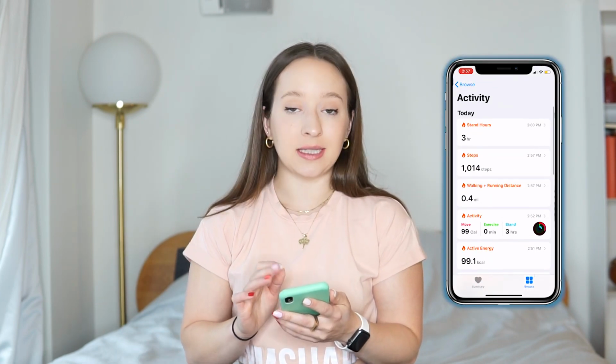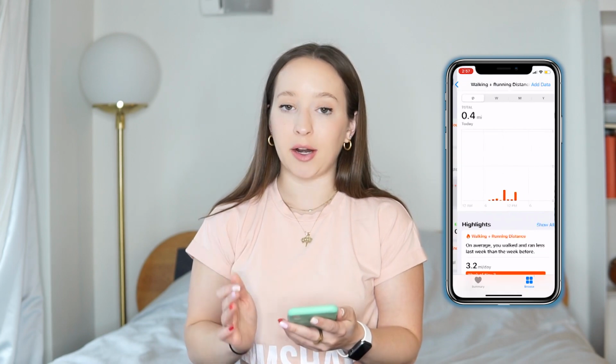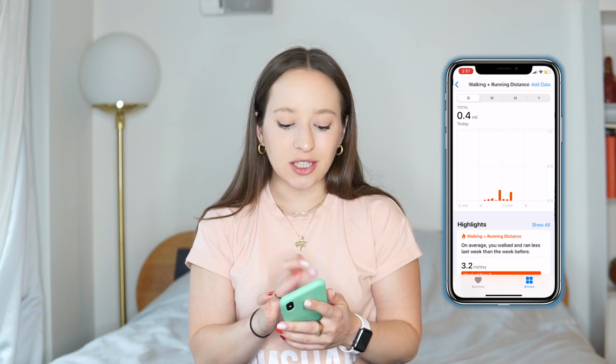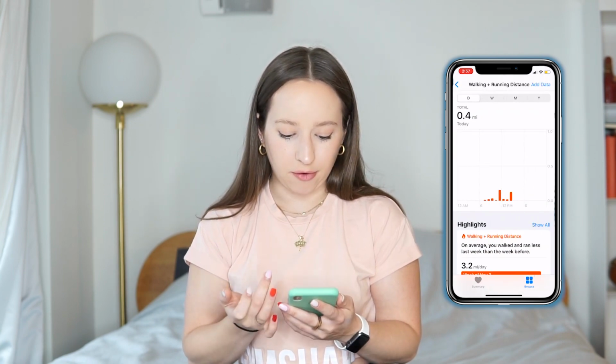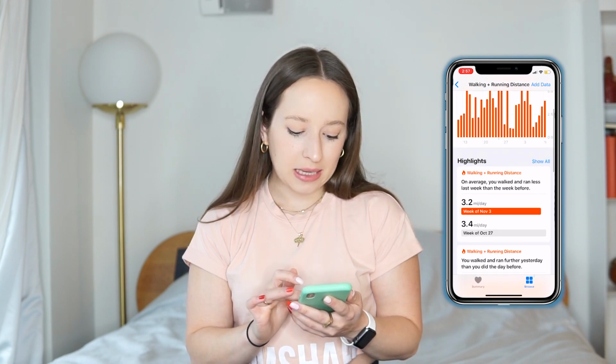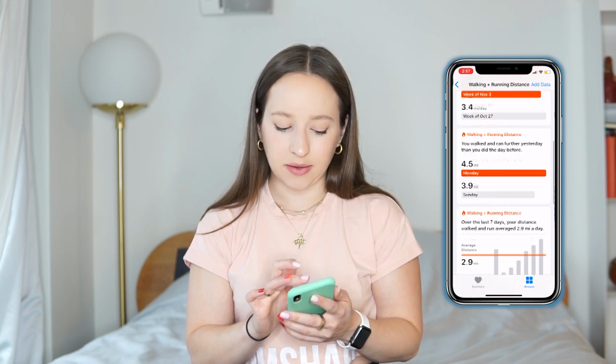Next up, walking and running distance. I don't really pay attention to this because I'm not a runner. Step count is like another way of saying it. So I don't know. Let's just take a look for fun. It looks like I'm probably at 3 miles a day. I just don't really look at this one. It's not that important to me.